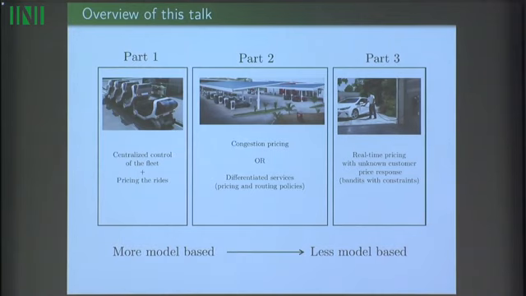The second part is charge management, and not just charge management, charge and queue management in public charging stations, either through congestion pricing or through differentiated services, and I'll tell you what that means when we get there.